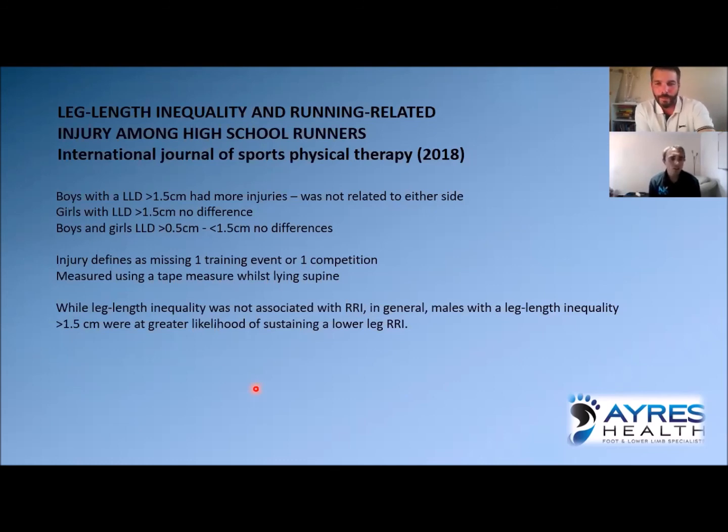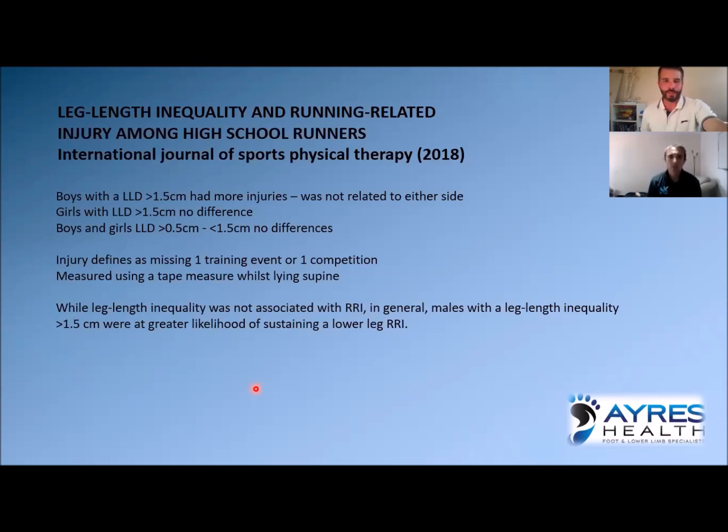And it also goes on, they're using a tape measure. We know that they were looking at 1.5 centimetres or greater. Well, if we know the tape measure can have inaccuracies of up to 2 centimetres, then there's another issue straight away, with false positives and problems there. So yeah, you can't really take too much from this because I think there are lots of flaws.